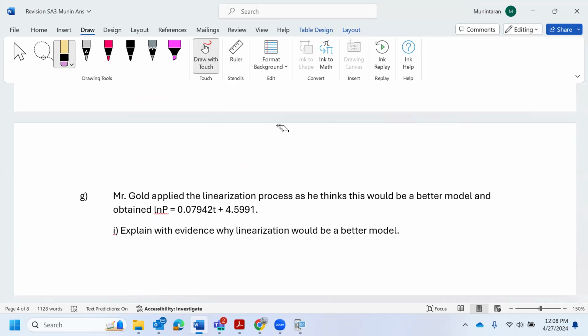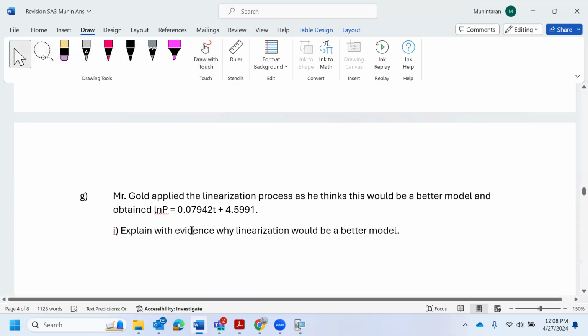So then Mr. Gold applied linearization and he thinks it would be a better model. He obtained that ln P is equivalent to this. Explain with evidence why linearization will be a better model. In this case, you need to work out a bit. They already got the answer for you, but you still have to do it because you need to have the evidence. We only have the answer.